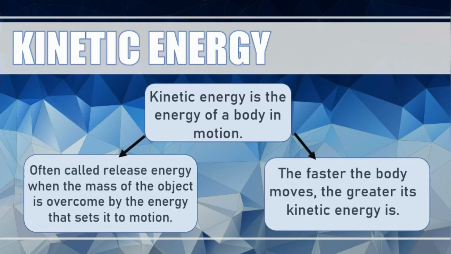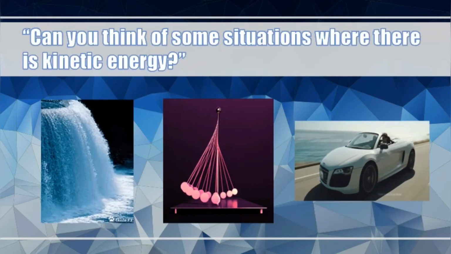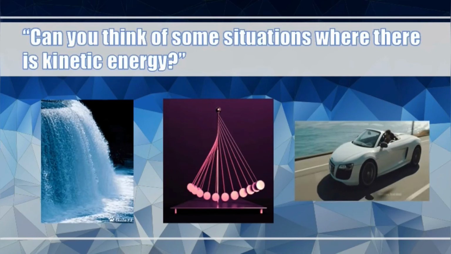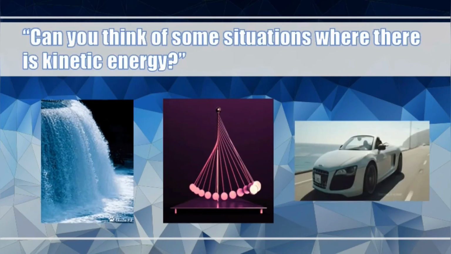The faster the body moves, the greater its kinetic energy is. So if an object is moving fast compared to an object that is moving slowly, therefore, the one that is moving faster has the greater kinetic energy in it. Understood? Next, can you think of some situations where there is kinetic energy? So here are some examples of kinetic energy.